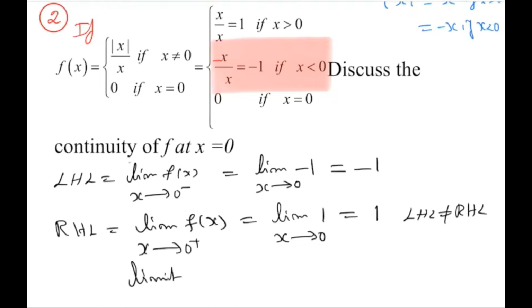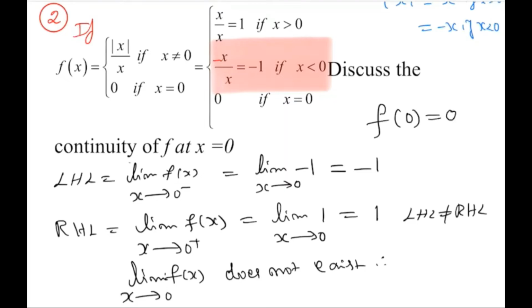Limit of the function f of x as x tends to 0 does not exist. So therefore, it cannot be continuous, though f of 0 is defined. F of 0 is 0. F is not continuous at x equal to 0.